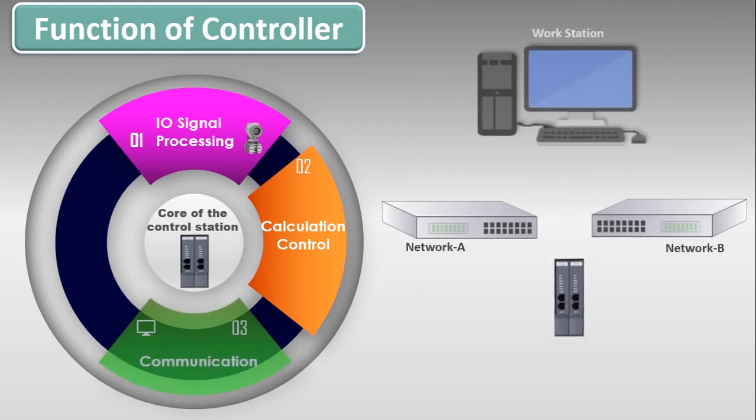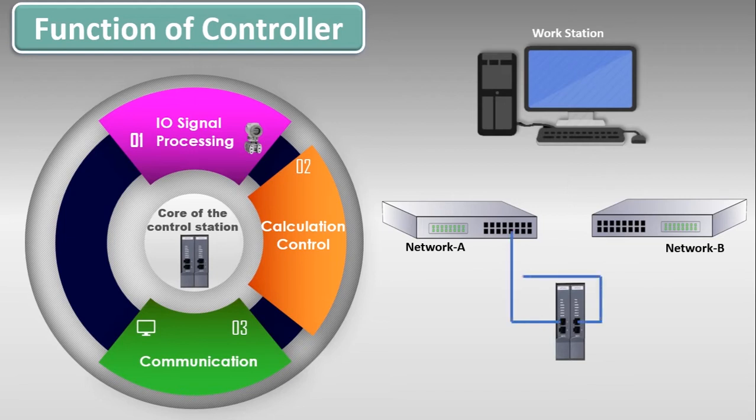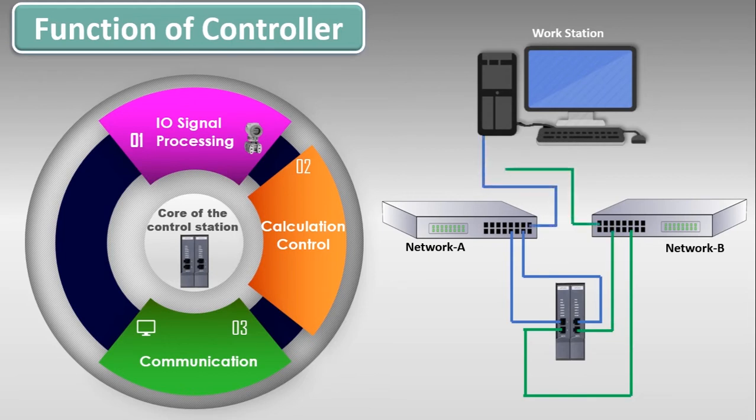Also, the communication is done by the controller. The controller periodically broadcasts the real-time information through SCNet so that all the operators in the network can monitor and control the control station in real time. 10/100 Mbps redundant industrial Ethernet is adopted for the SCNet network. You can see in this animation that two redundant networks go from the controller via switches to the workstation.